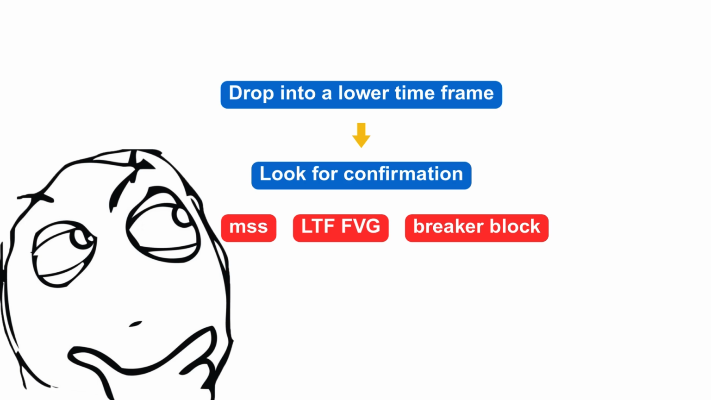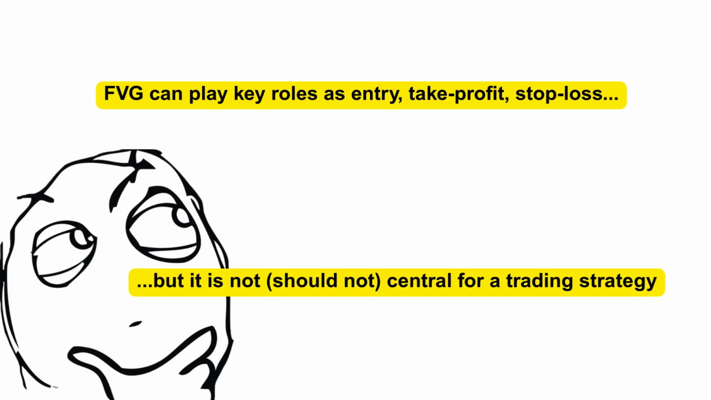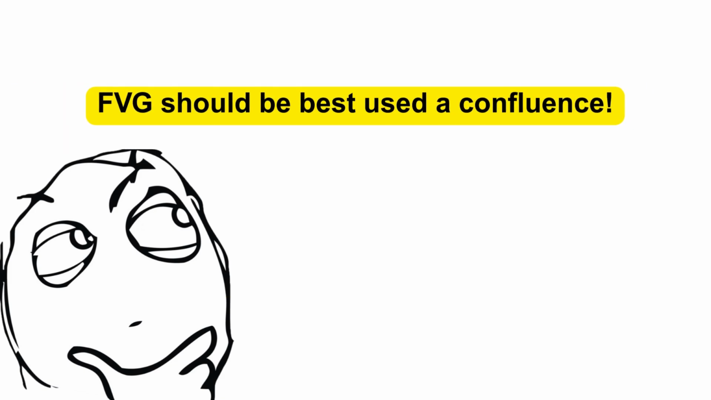To build a real trading strategy, you need multiple layers of confirmation. Fair value gaps can play a key role for entries, take profits, even stop-loss placement, but they do not define it entirely. Fair value gaps are best used as confluence, a supporting tool within a broader, structured framework. That's how they shine, not as the star of the show, but as the piece that helps complete the picture.